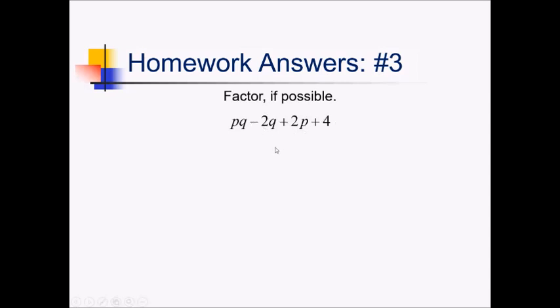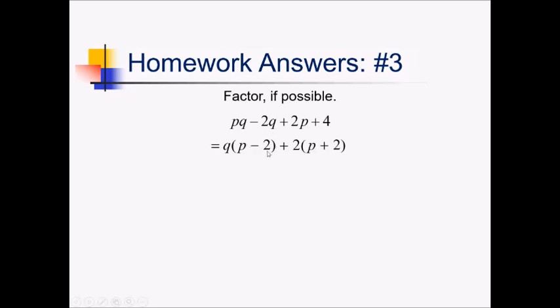So I can take a q out of the first two terms. That leaves me with a p minus 2. For the next two terms, all I can take out is a 2, leaving me with a p, which is a good start, and then we have a plus 2. Now, p minus 2 and p plus 2 are pretty close, but they are not the same thing. So I can't just take out a common factor with either of these parentheses.